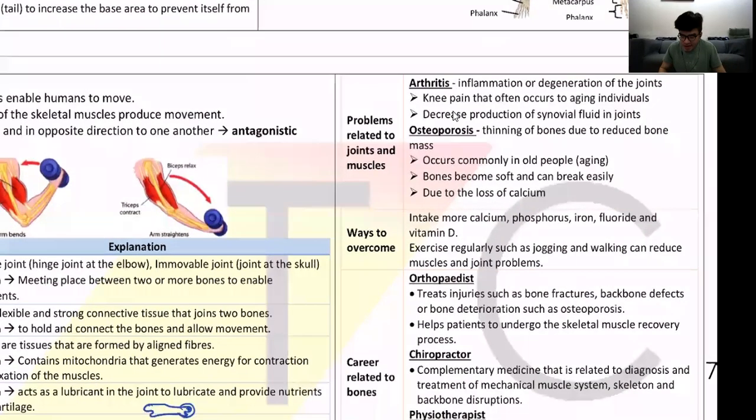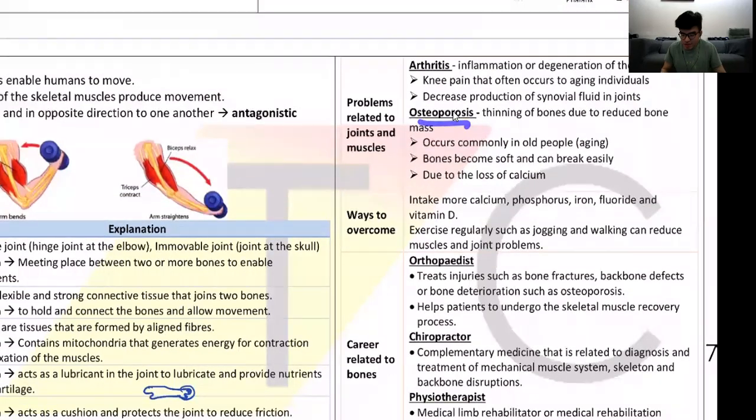When you're old, you just get joint pain. That's just a given. So what is osteoporosis? Osteoporosis is when your bone becomes more porous, with more holes in the bones. It occurs when you're old because you start to lose calcium, especially in girls. Girls, when you undergo menopause, you will lose a lot of calcium.